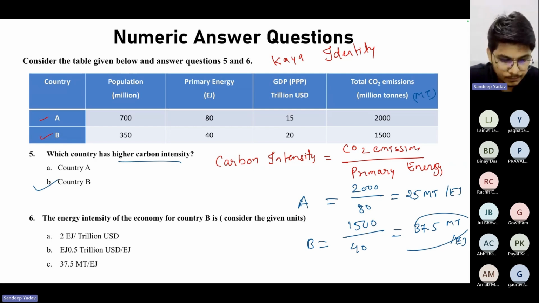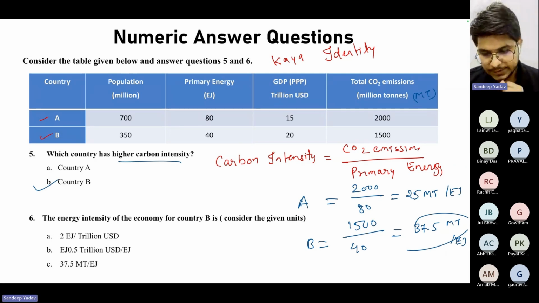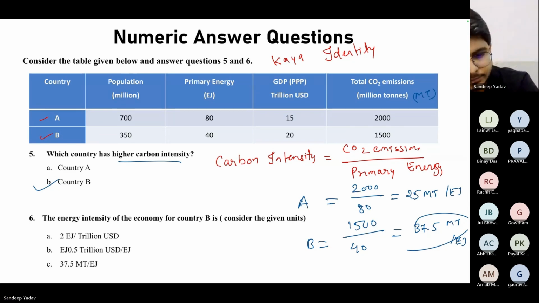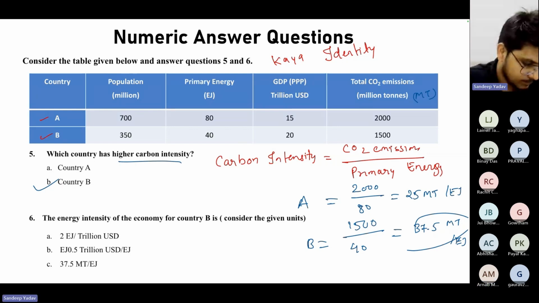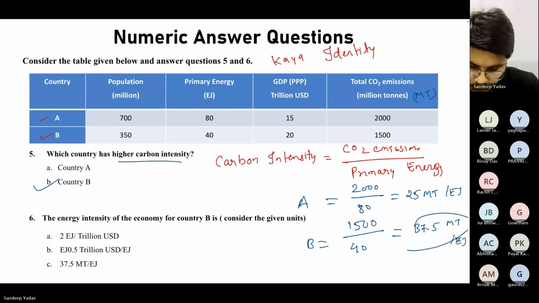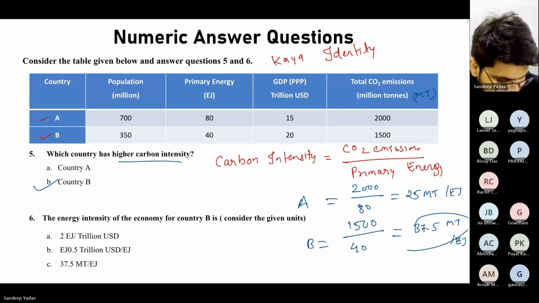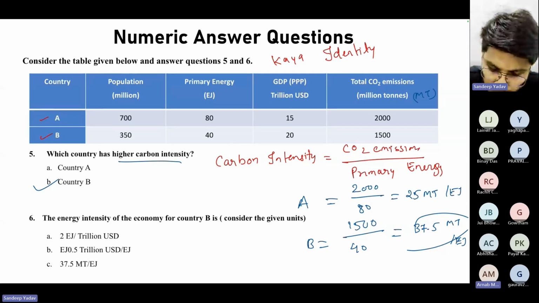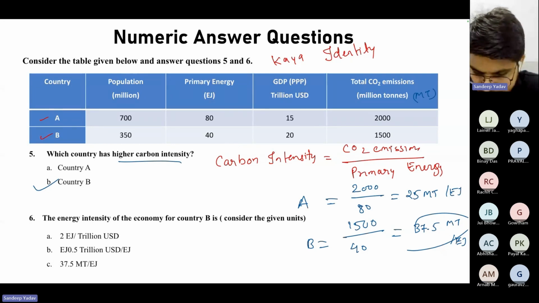Similarly, if you want to see the energy intensity of the economy for country B, what will it be? Can any one of you unmute yourself? Yeah, thanks, Arthur. The energy intensity of country B will be 2, sir. Option 2, exajoule per trillion dollar.